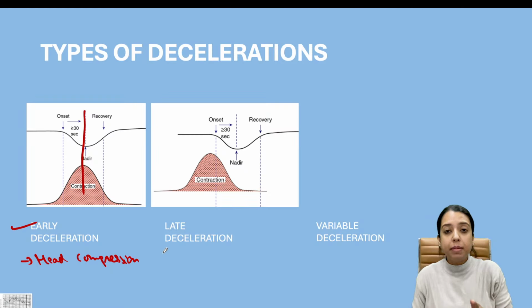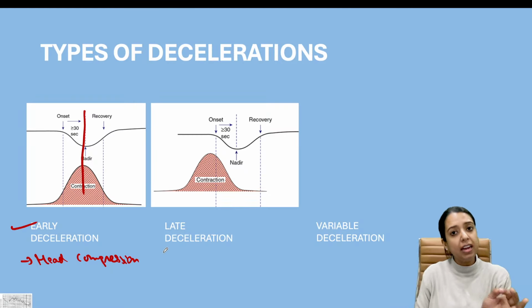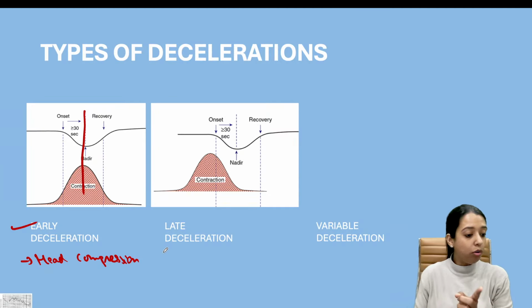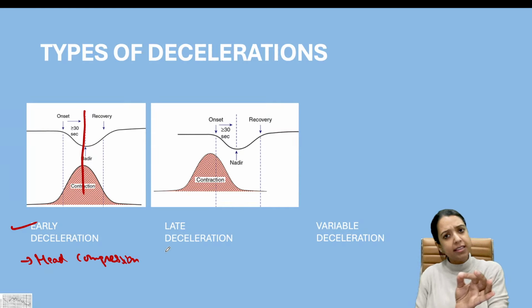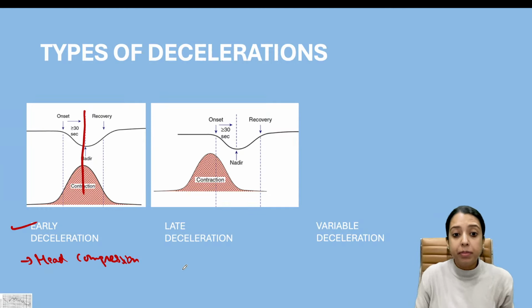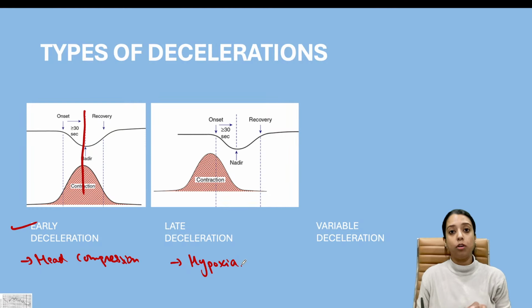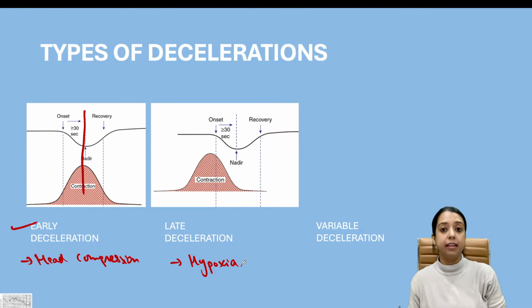Late deceleration means the deceleration is a little late. Uterine contraction comes first, followed by the deceleration. It is not very good. It is seen in case of fetal hypoxia. When there is chronic fetal hypoxia, this deceleration is seen. It is called late deceleration.